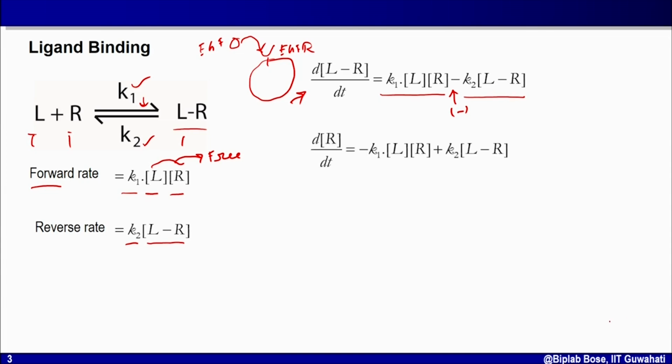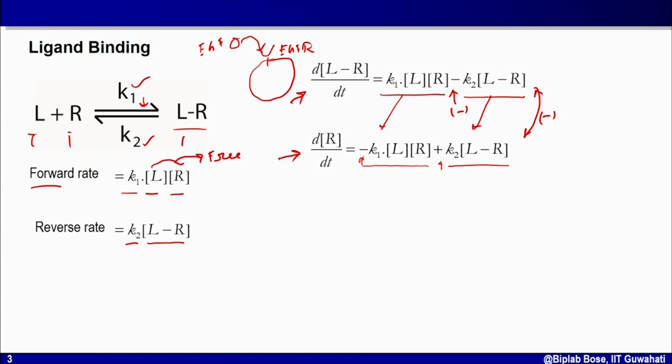Now what will be the differential equation for rate of change of free R? So that will be d[R]/dt. So obviously the free R is getting reduced by the forward reaction. That's why I have a minus sign here, and that is minus K1 [L] into [R] plus K2 into [LR]. Because when LR is breaking down, it is forming free R. So it's a positive sign here. So you can see these two are equal except there is a multiplication by a negative sign. So this has become negative, this has become positive.